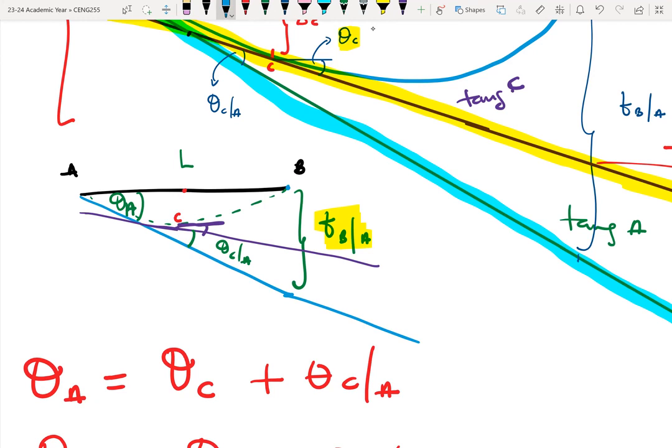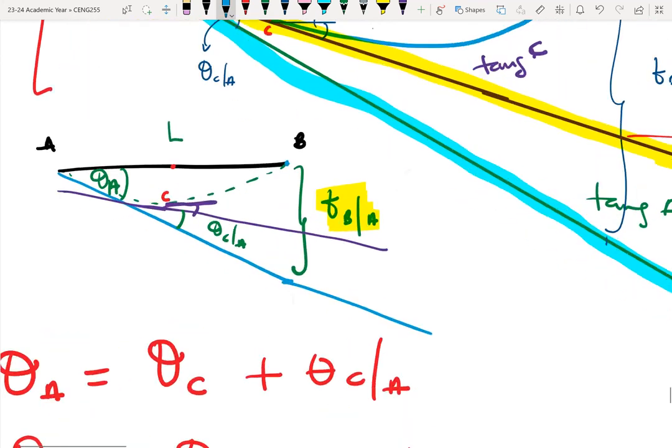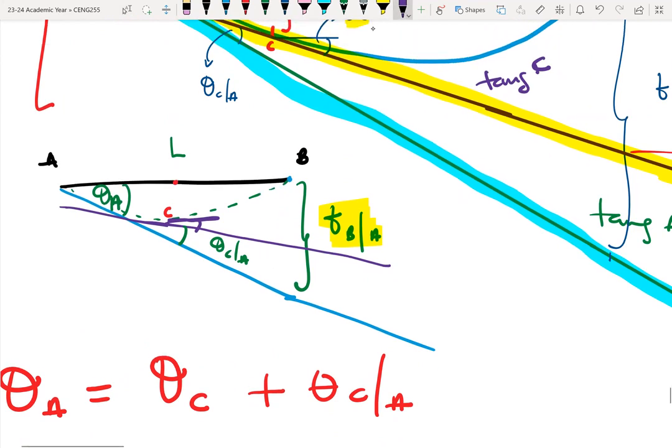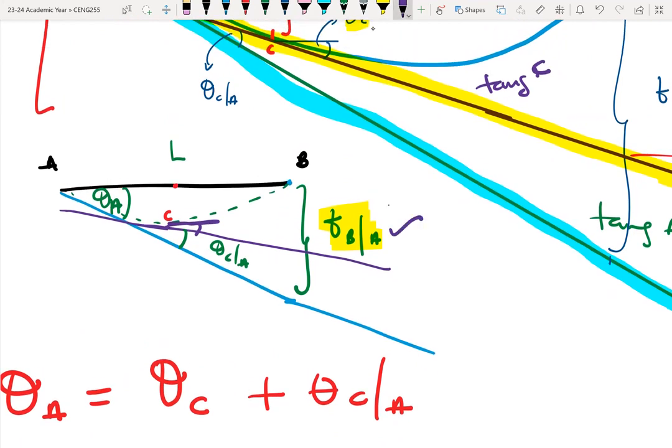I mostly draw them to the side of the beam because everything is going to be done within the length of the beam and nothing really outside. So here, I can use TBA to find theta A, which is great. So use Pythagoras theorem. Sorry, the right angle, whatever. Theta A here, and then TBA.